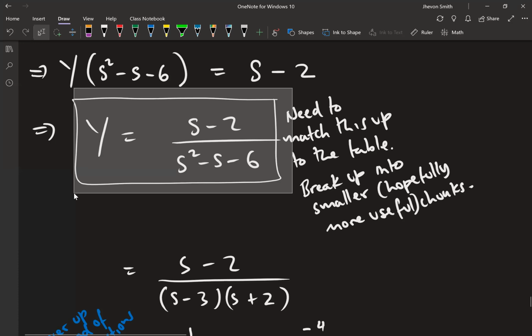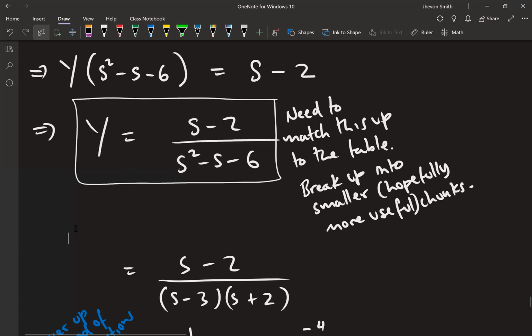Here I have solved for Y. Y is a function of s. I want to go back to the original variable t, which means I need to be able to match it up with the table. Now, in the table, I don't have anything that looks like this. So now I start thinking, can I break this up into smaller chunks?